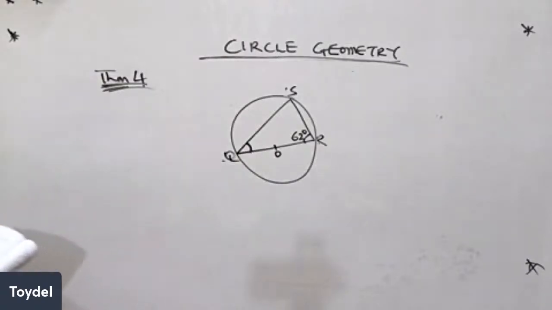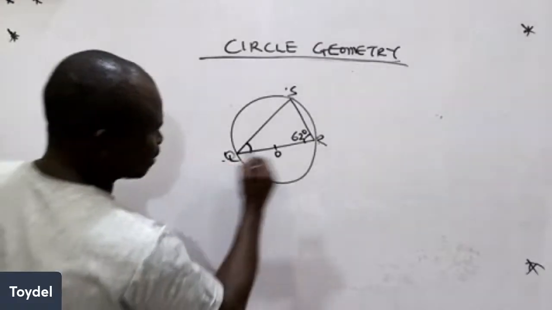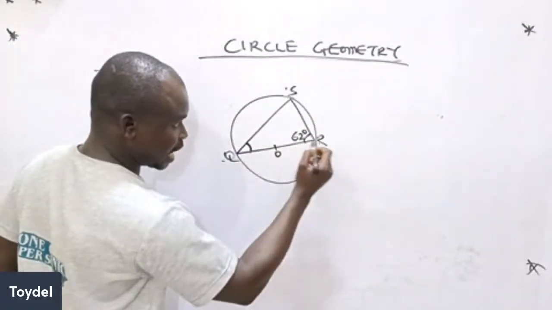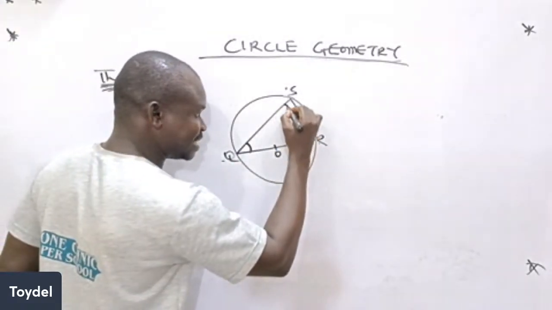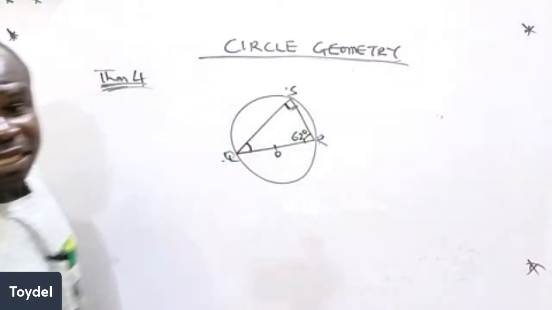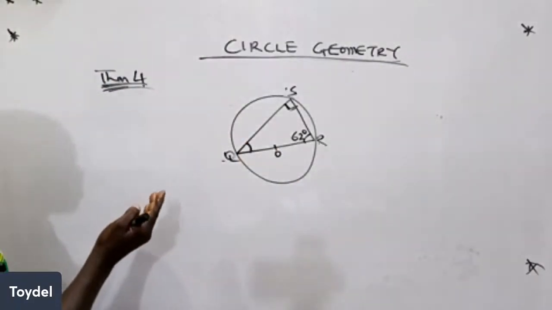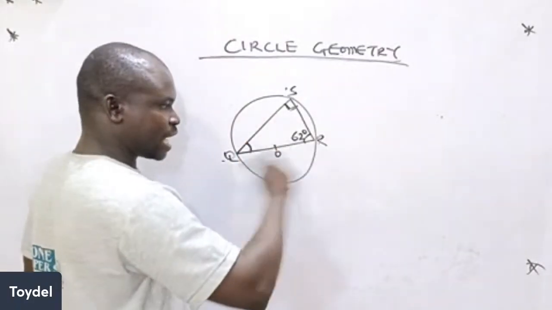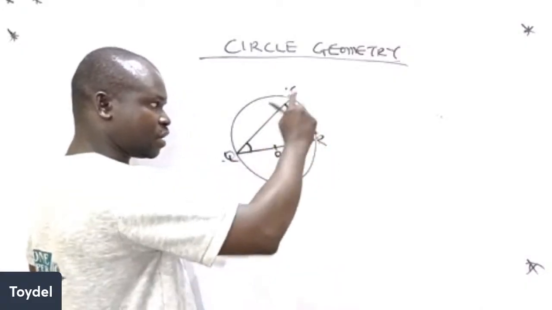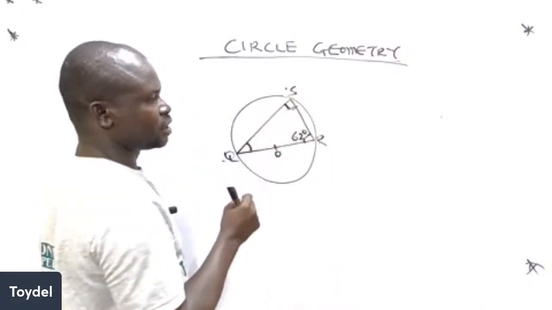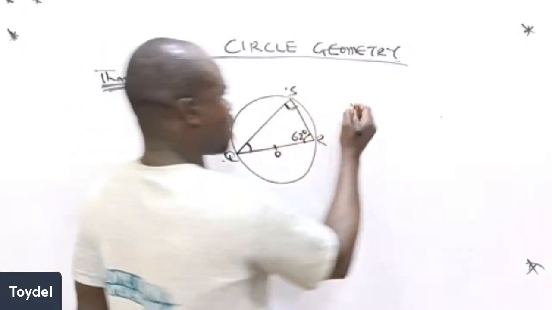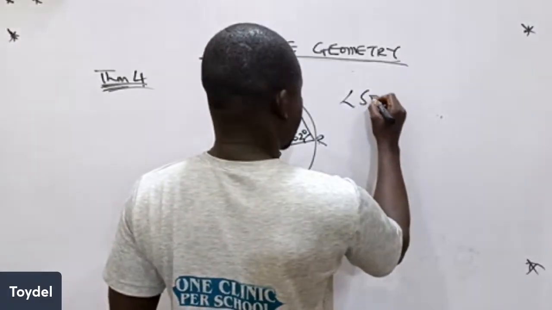Again, how do we get that value? Without wasting time, we can get that value because this is the diameter. It shows that this angle here is 90 degrees. That's what the theorem says: the angle in a semicircle is 90 degrees. So if you are sure that this is the diameter, then we have a triangle here, and this angle is 90 degrees. Then we are looking for angle SQR.